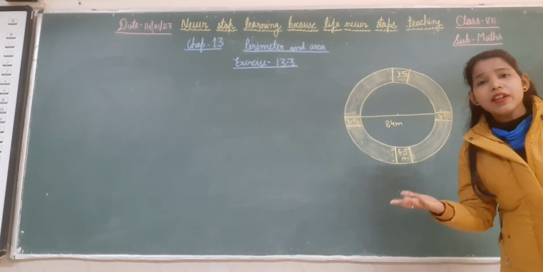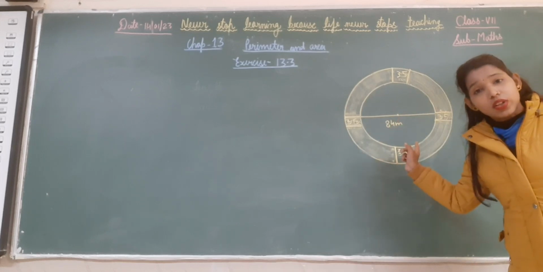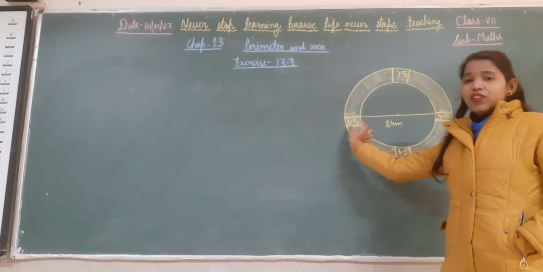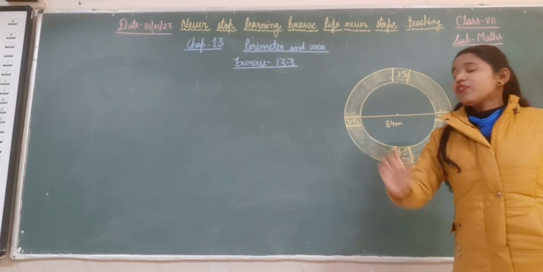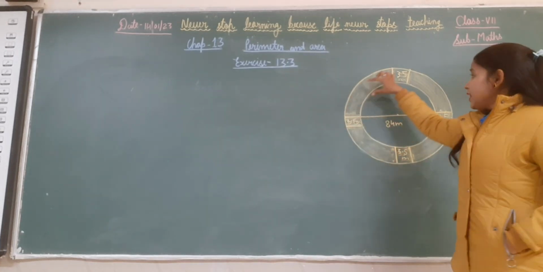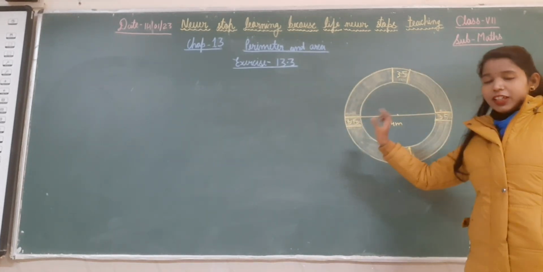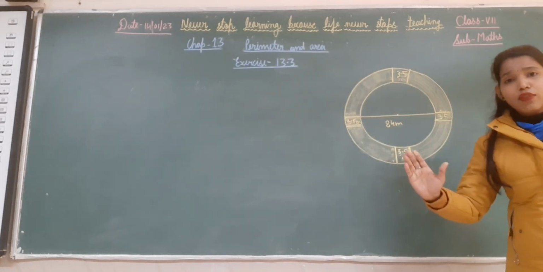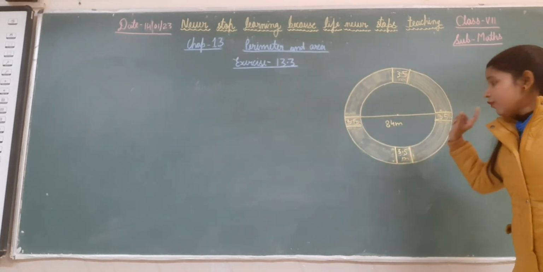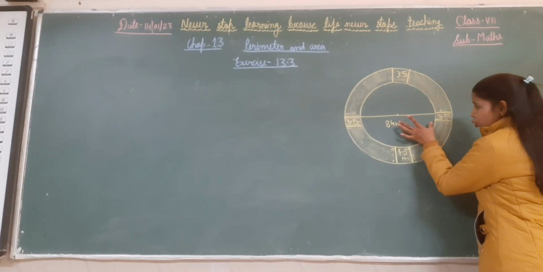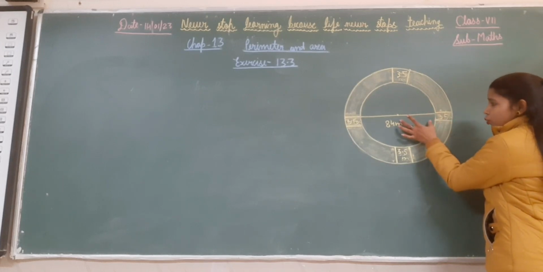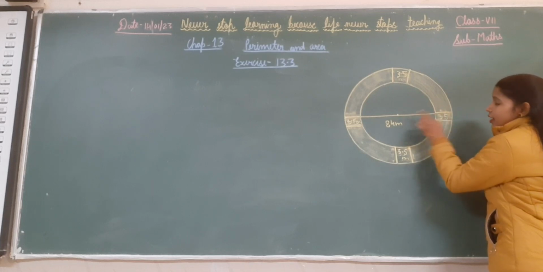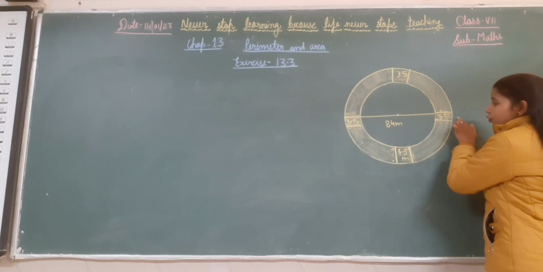But what will be the radius of the park with road? The road is 3.5 meter. Road की width कितनी है? Width of the road is 3.5 meter. ठीक है? So the radius of the park with road will be 42 plus 3.5, right? यहाँ से यहाँ तक का पूरा क्या हो जाएगा? Radius of the park with road.